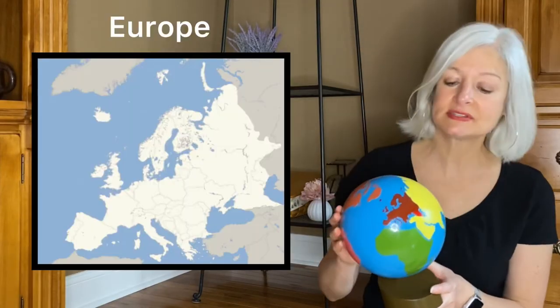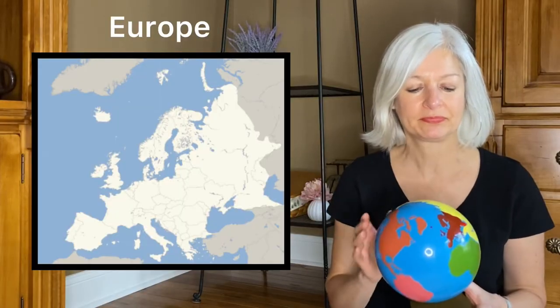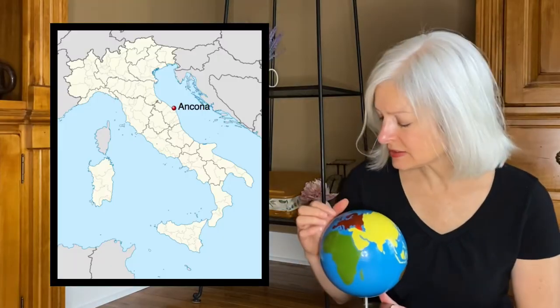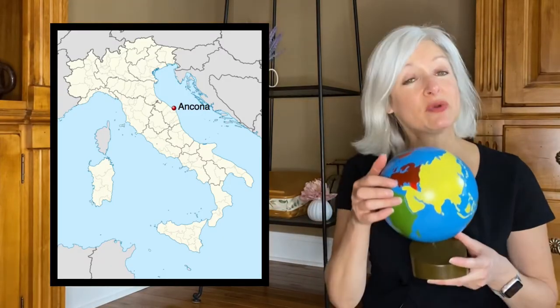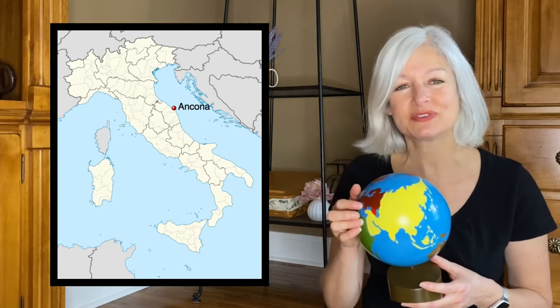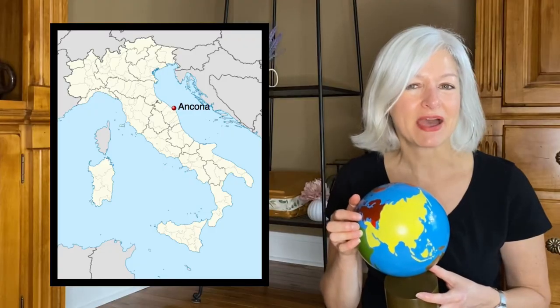Here is our globe. You might have one of these in your classroom too. Europe is the red continent, so let's spin this around and find Europe. Here's Europe, it's the red one. Italy is right about here. If you have one of these globes or another type of globe in your home or your school, maybe you'd like to go find it and see if you can find Italy on the map.